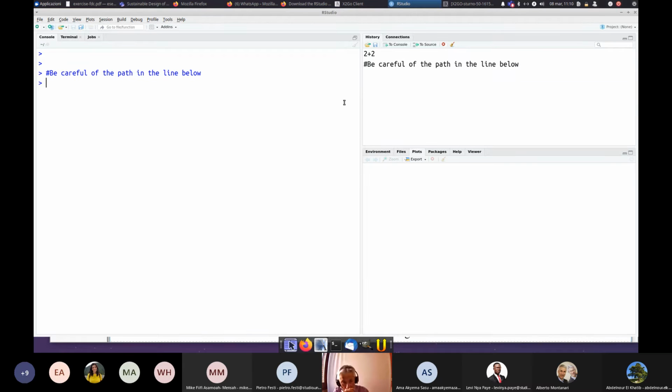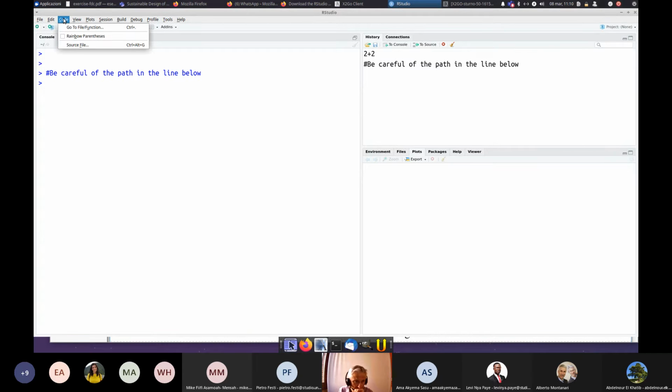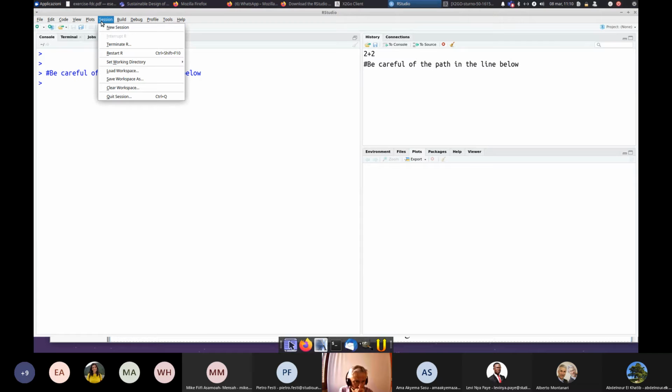Now, before moving forward, let's set the working directory in RStudio. I don't remember where it is to be set, just let me have a look at it. Set working directory under session. Let me do it again.